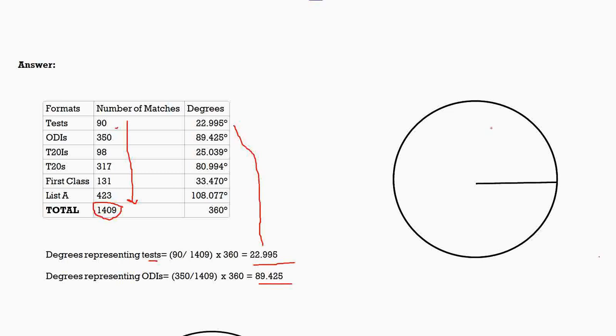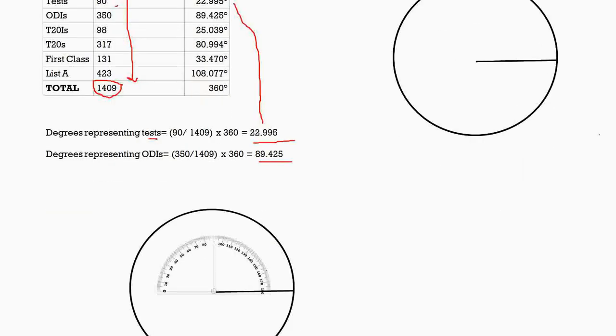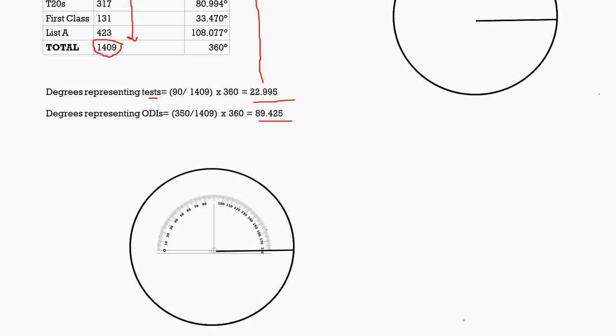So how do we draw a pie diagram? First, we need to draw a circle and mark its radius like this. Then we place our protractor exactly where the center of the circle lies, such that this line merges with the radius, and then we measure the degrees.